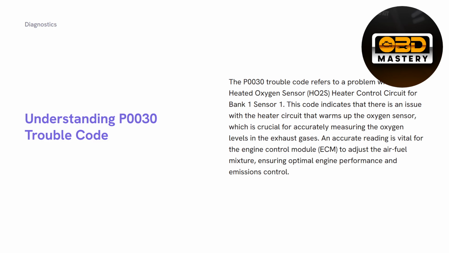Now, the trouble code actually refers to a problem with the heated oxygen sensor, HO2S, heater control circuit for bank 1 sensor 1. This code indicates that there is an issue with the heater circuit that warms up the oxygen sensor, which is crucial for accurately measuring the oxygen levels in the exhaust gases. An accurate reading is vital for the ECM to adjust the air-fuel mixture, ensuring optimal engine performance and emissions control.